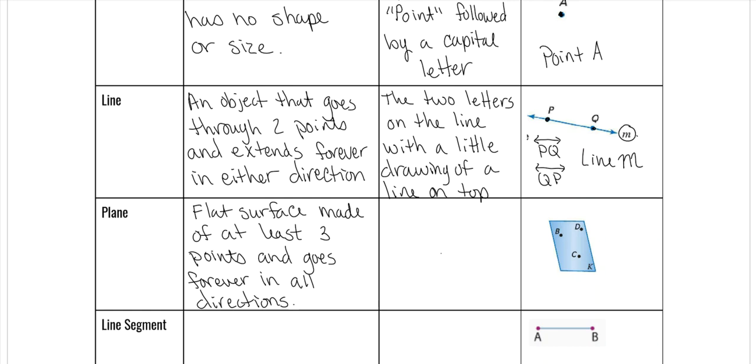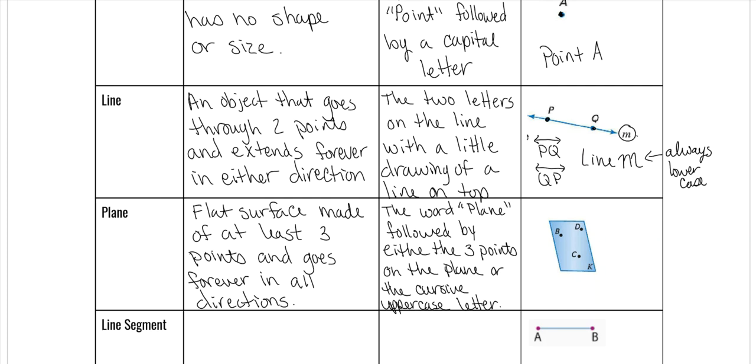So a line is always lowercase. And then a plane's name will always be uppercase for the one letter. So again, it's the word plane followed by either the 3 points on the plane or the cursive uppercase letter. Okay, so this plane can have lots of different names because you would use the word plane and then you would list the 3 letters, which are B, C, and D.